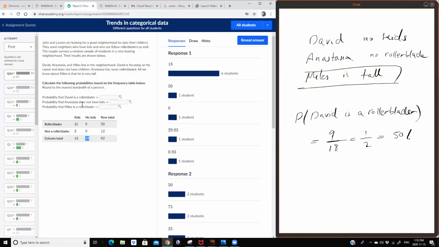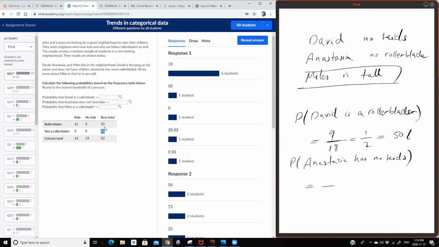Second one, it says probability that Anastasia does not have kids. Probability that Anastasia has no kids. What information do we have about Anastasia? We know that she does not rollerblade. If she does not rollerblade, then she is among these 12 people here. She is one of the people who do not rollerblade.